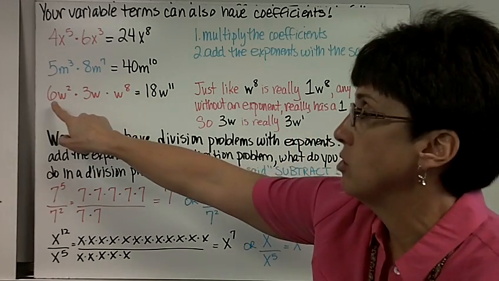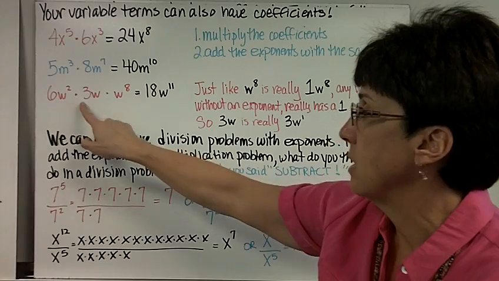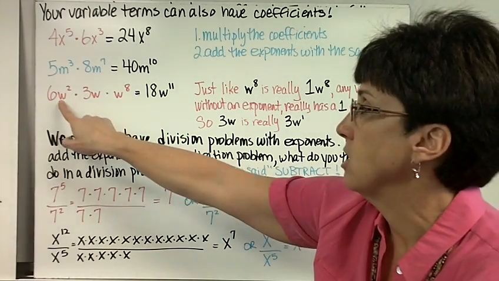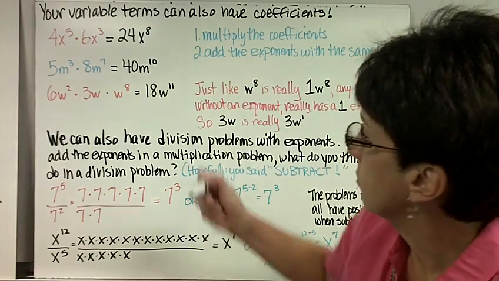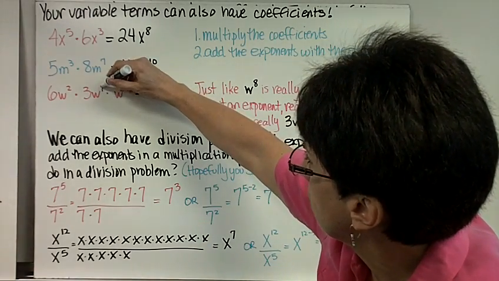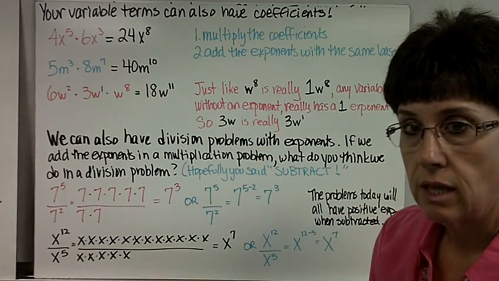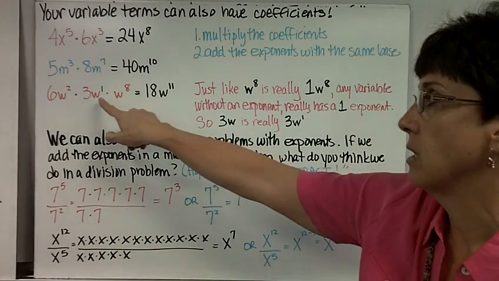So now, when I multiply my coefficients, 6 times 3 times 1 is 18, and I add my exponents, I'm going to write this in up there. So 2 plus 1 is 3 plus 8 is 11. So 18w to the 11th. Okay, so don't forget that little invisible 1.